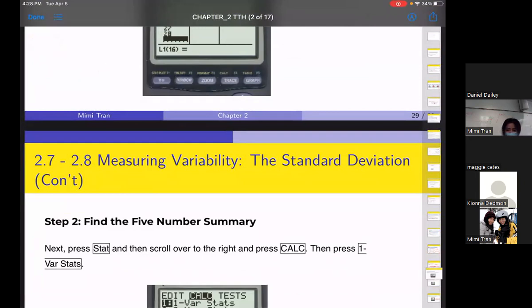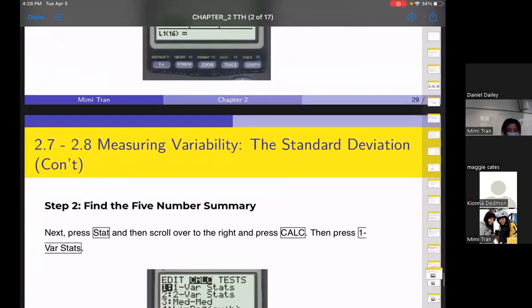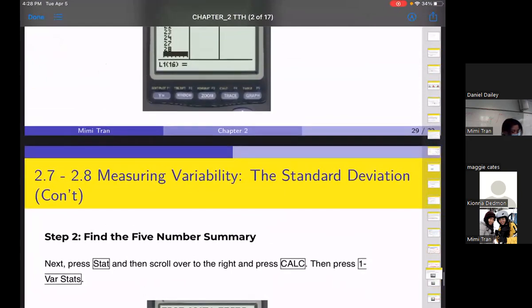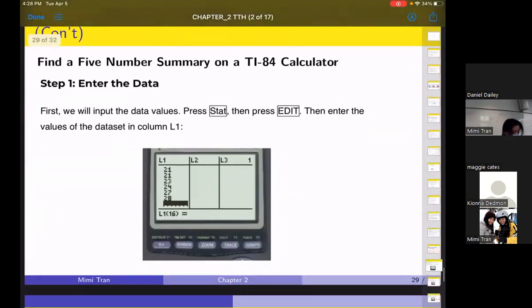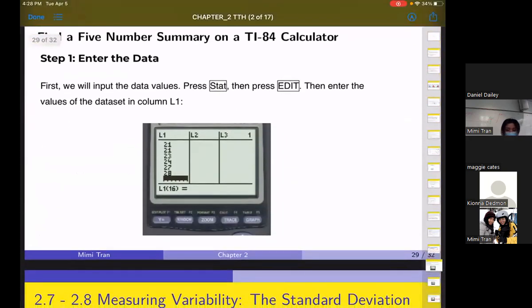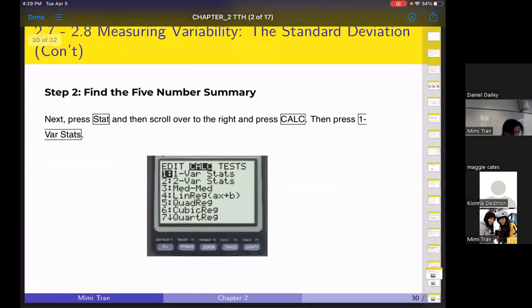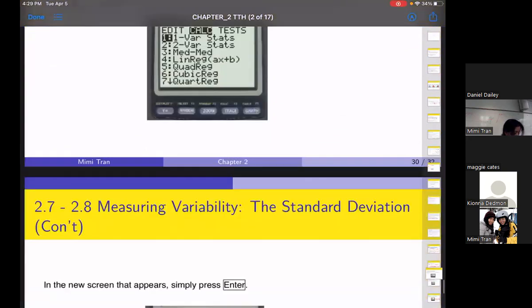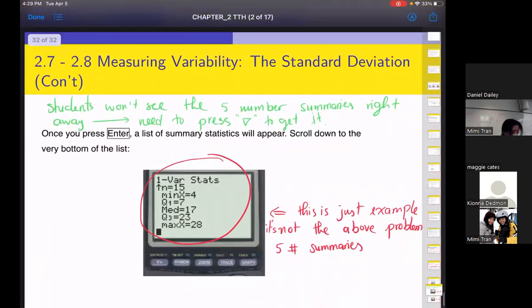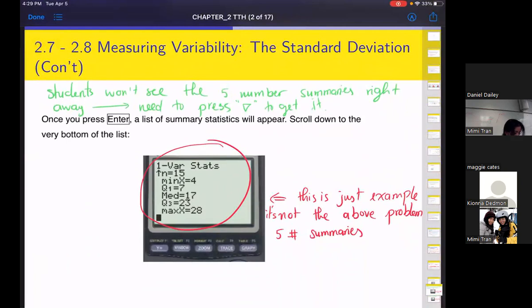Okay, so if you go to chapter 2, I posted the lecture note on Moodle. There's a step to plug in your data set. Here I show you how to plug in your data set. Here you need L1 and L2, right? And then you go to count var stats, and then it'll show you the sample size.